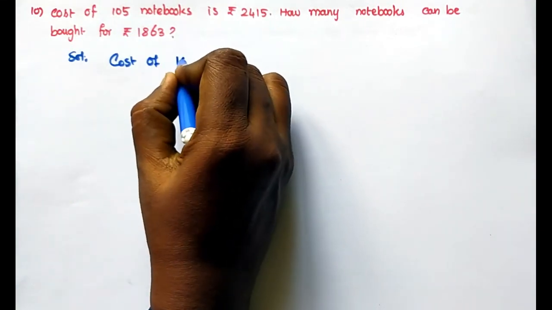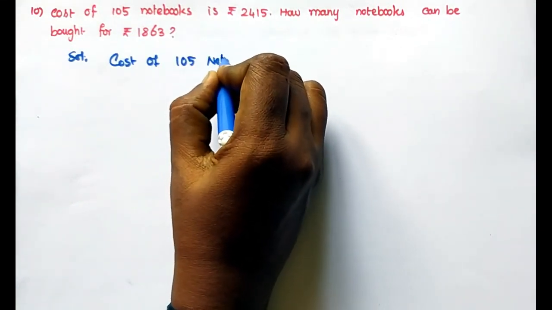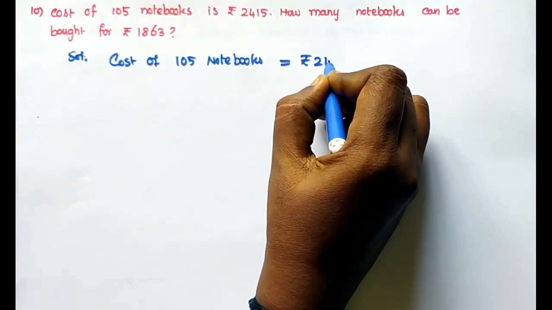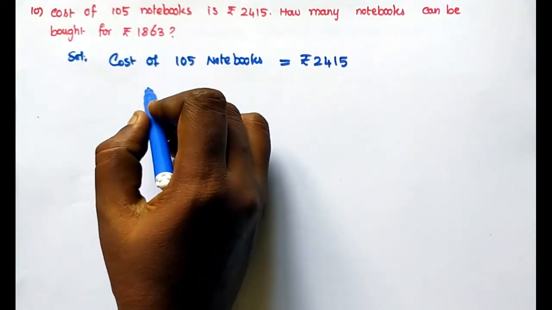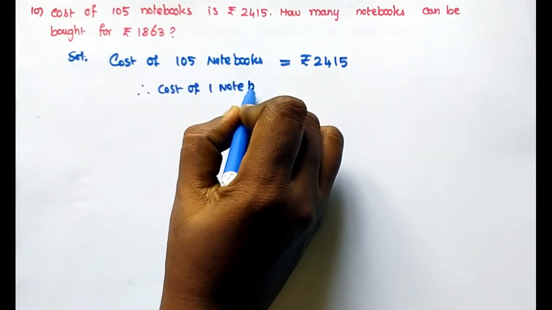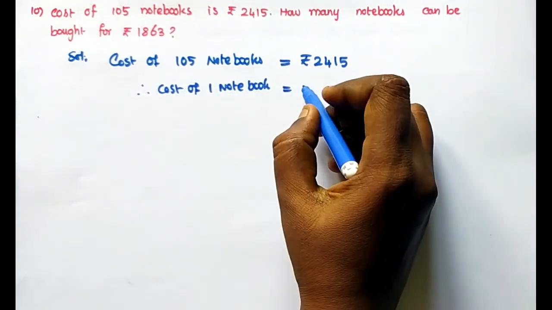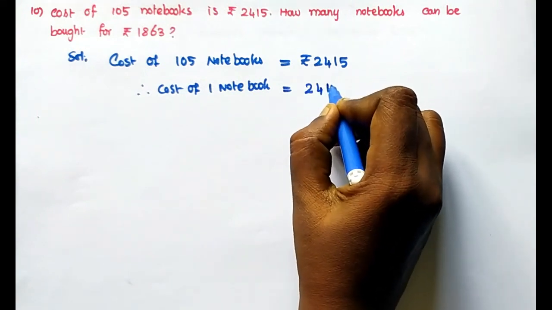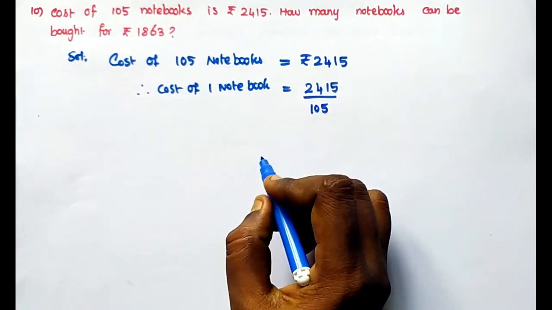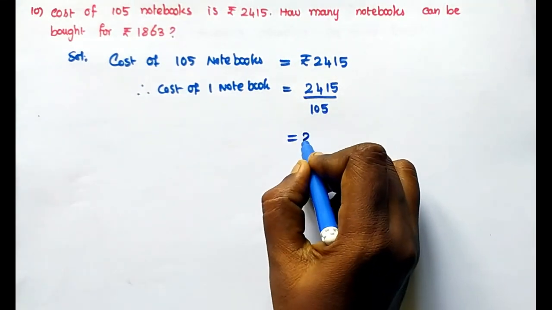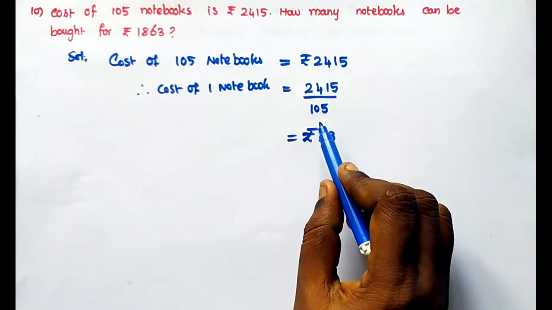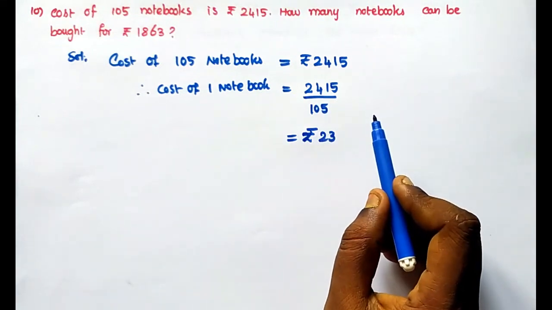Given cost of 105 notebooks equal to rupees 2415. Therefore, cost of one notebook equal to 2415 divided by 105, which means we get rupees 23. 105 23s are 2415.